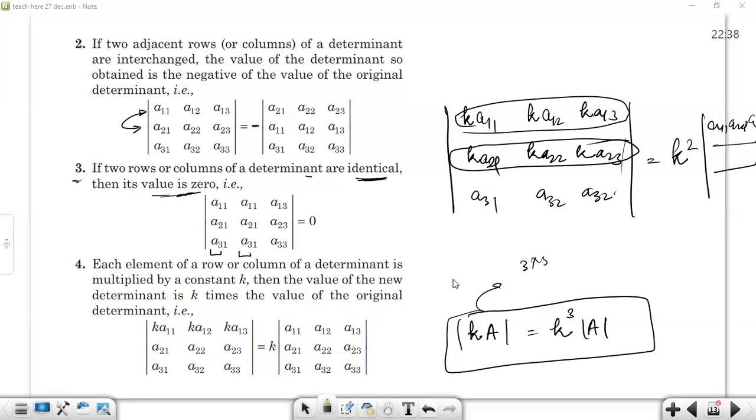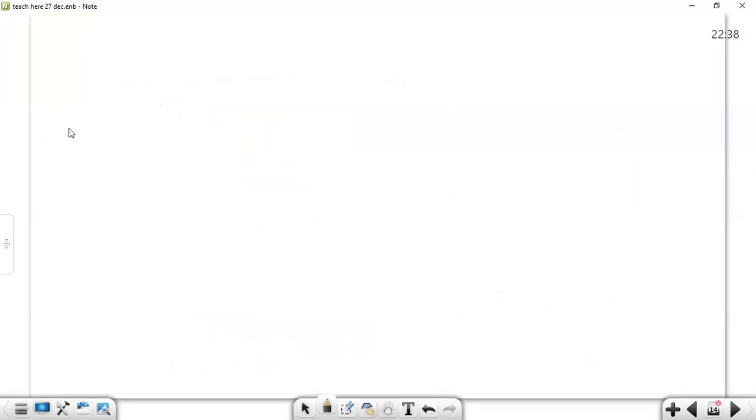Should I repeat the fourth property? Yes, you may tell me, should I repeat or should I move ahead? No, sir. Then continue. Okay, but still for my satisfaction, I'm going to do it.